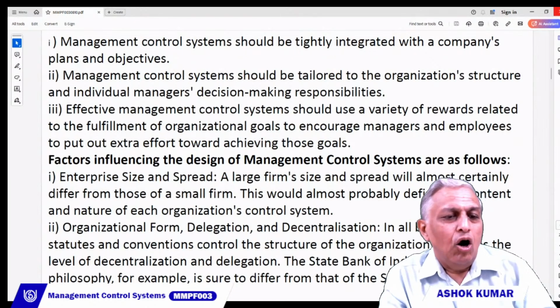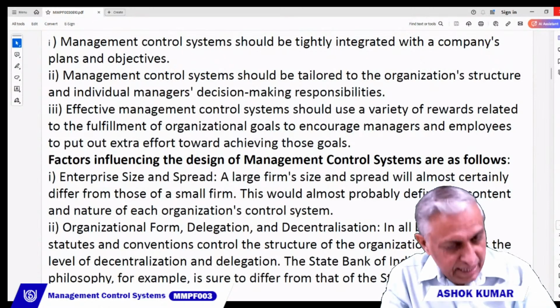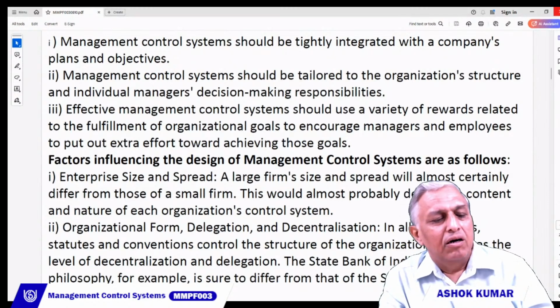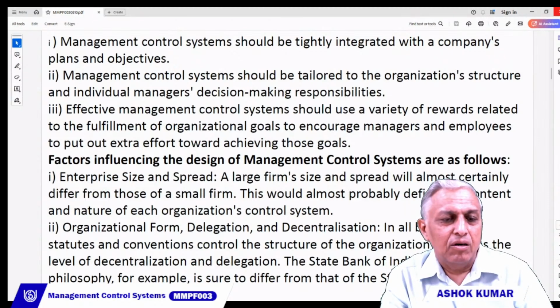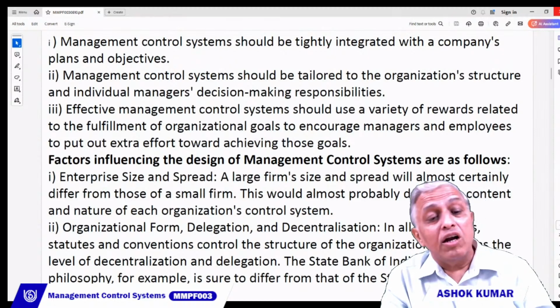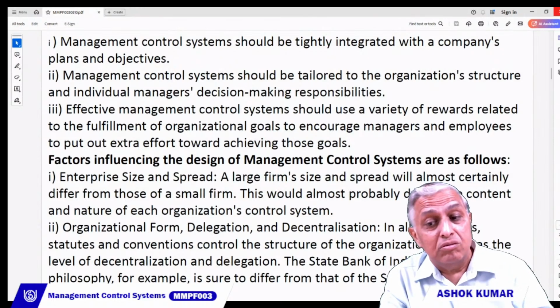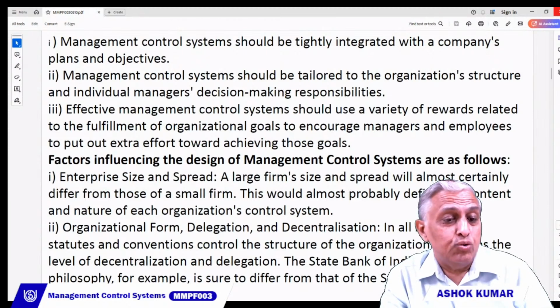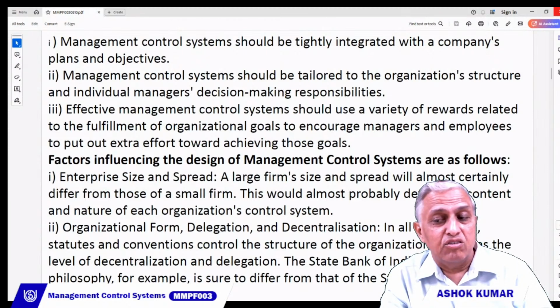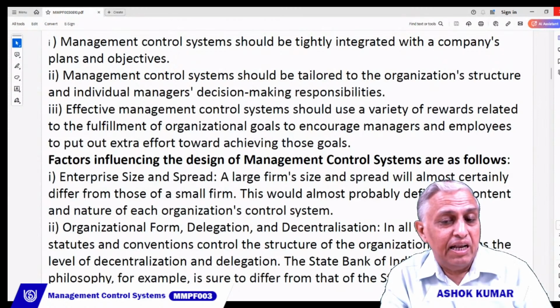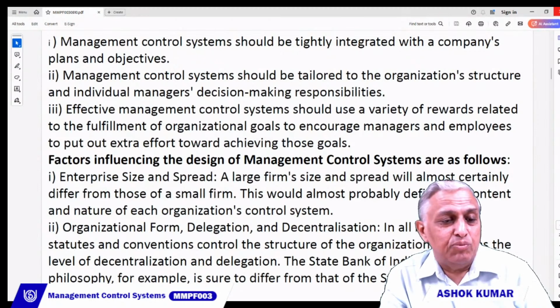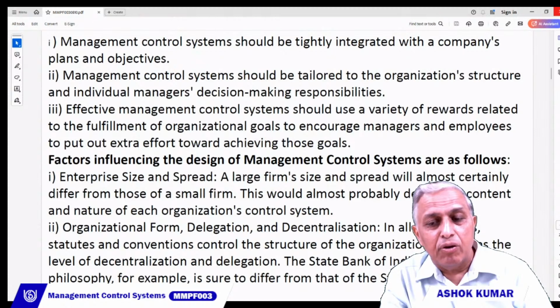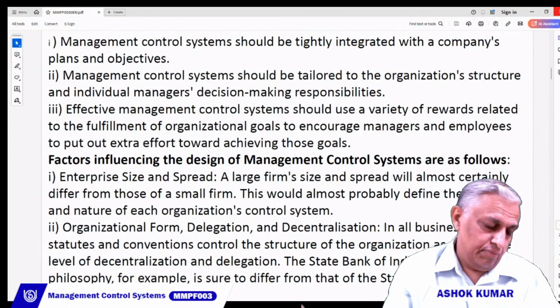Second is organizational form. What kind of form it is: whether it is a sole proprietorship, a partnership, a company, a cooperative society, or a public entity. So organizational form, delegation and decentralization. All the business statutes and conventions control the structure of the organization as well as the level of decentralization and delegation. The State Bank of India's management philosophy, for example, is sure to differ from that of the State Trading Corporation. Precisely.